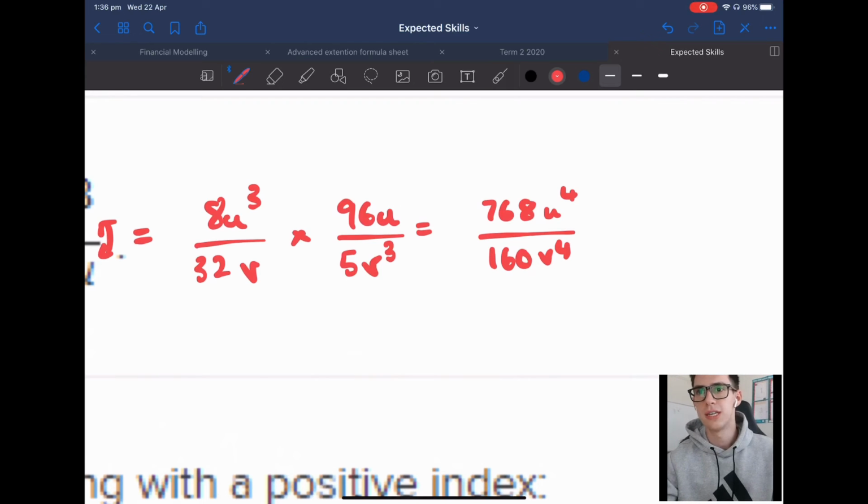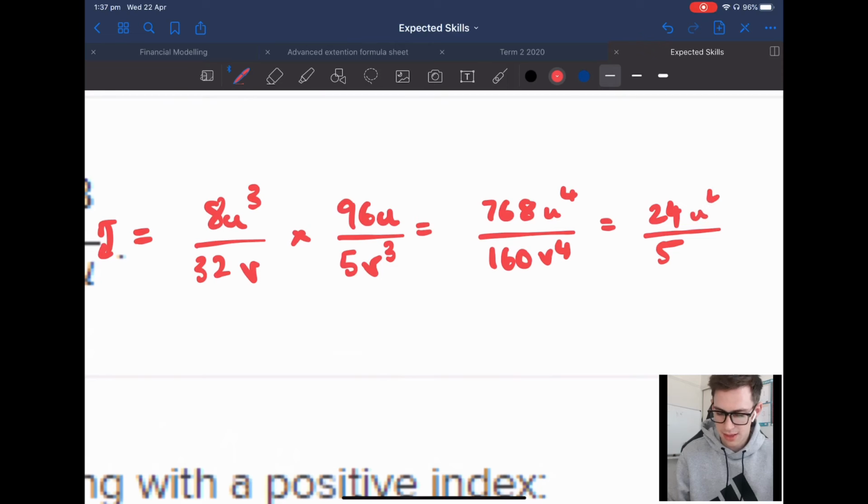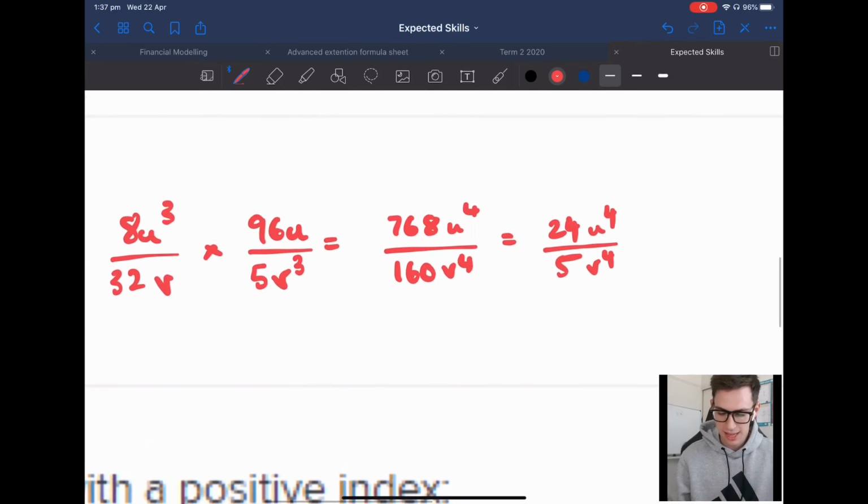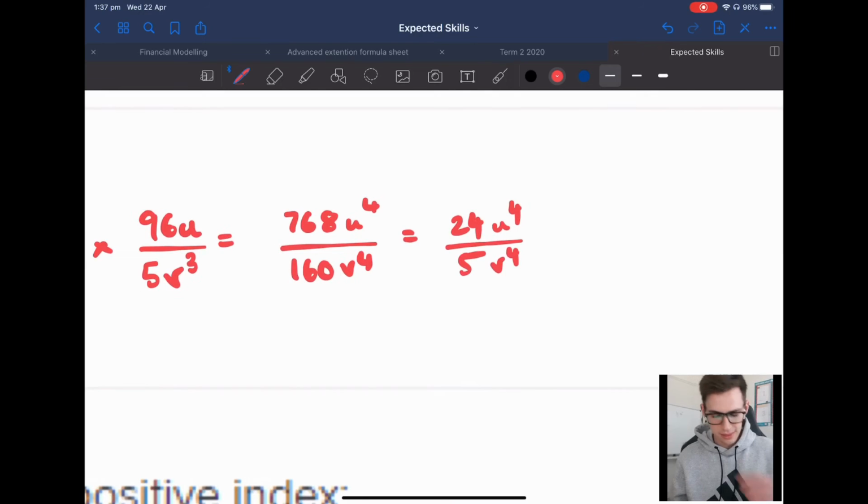And then you're going to go onto your calculator, you're going to type in just the numbers, because the algebra, the letters aren't going to cancel, and we can't do them in our calculator. So 768 over 160 on your calculator, hit equals, and I get 24 over 5. Now you need to remember to still write in the algebra, even though we can't do that on our calculator. And that's kind of done.